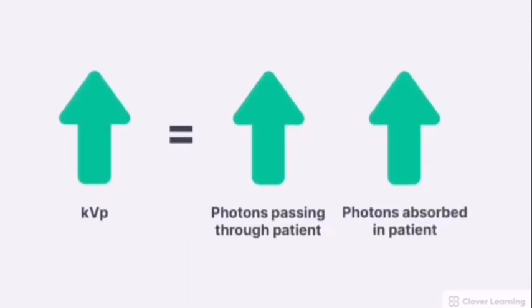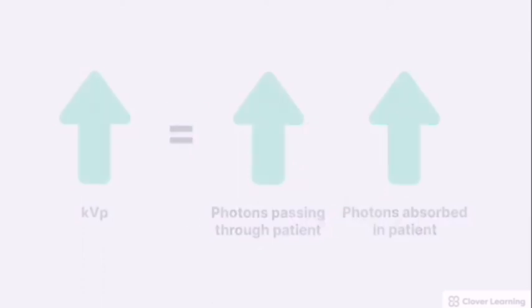This relationship can be confusing. Doesn't increasing kVp increase penetration through the patient? Yes, actually, that's correct. Increasing kVp increases the number of photons passing through the patient, and it increases the number of photons absorbed in the patient. This happens because increasing kVp increases both the energy and intensity of the beam.